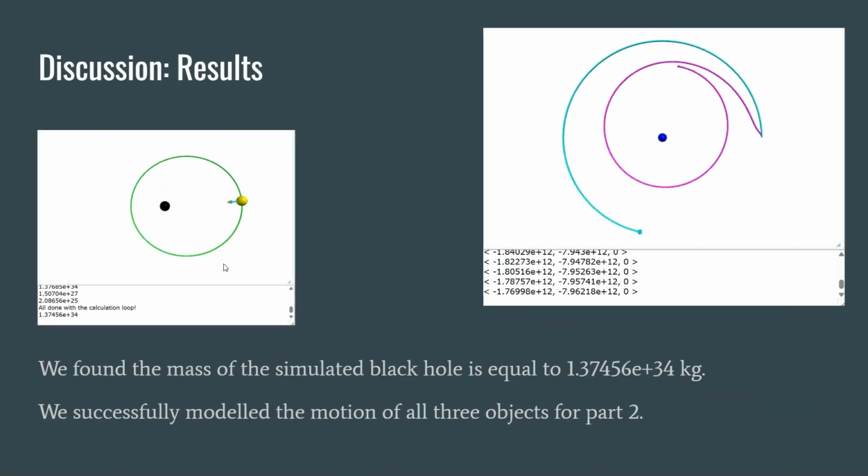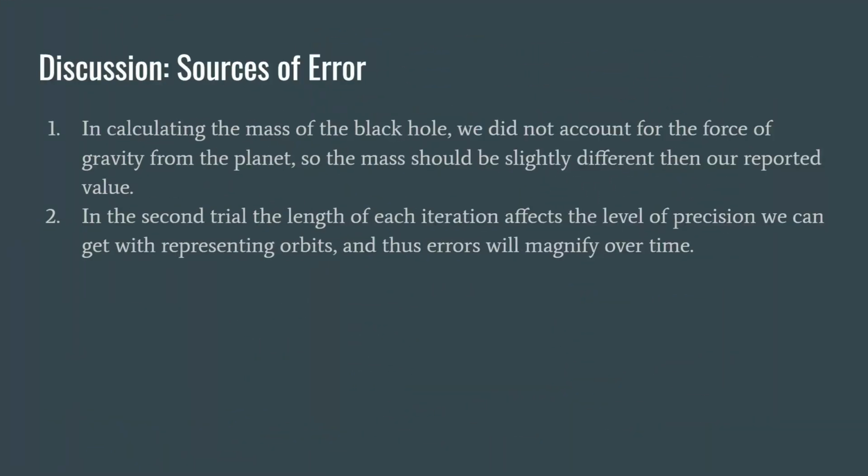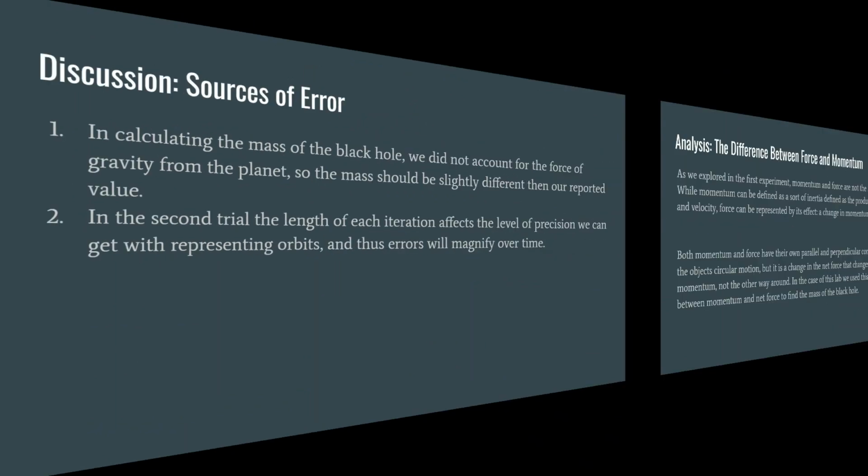So our results: we found the mass of the black hole to be equal to 1.37456 times 10 to the negative 34 kilograms, and we successfully modeled the motion of all three objects for part 2. As sources of error, in calculating the mass of the black hole, we do not account for the force of gravity from the planet, so the mass should be slightly different than our reported value. In the second trial, the length of each iteration limits the precision we can get in representing orbits. These errors will magnify over time.